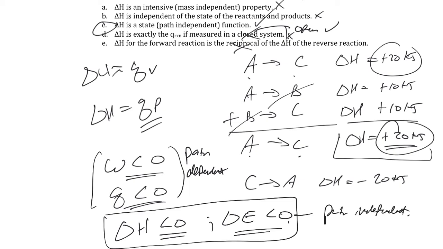So these are kind of like how far away two points are on a map. The Q and W are kind of like, how do you get there? You can take a lot of detours that require you to travel a greater distance. So Q and W are kind of like the total distance traveled on a trip, whereas the distance between 2 points is always a constant. That's what delta H and delta E are kind of like.